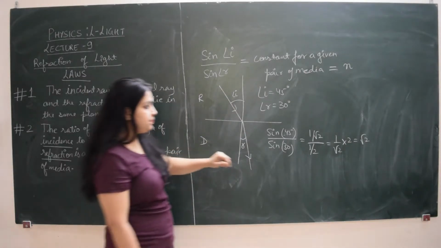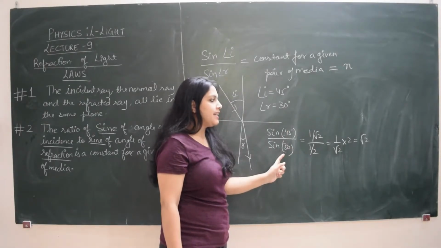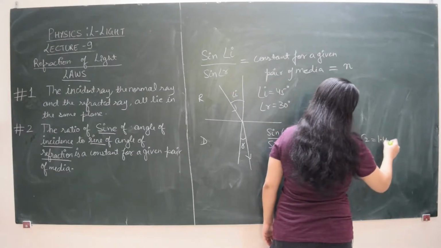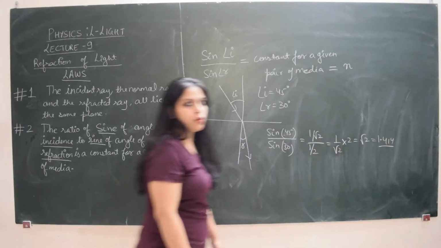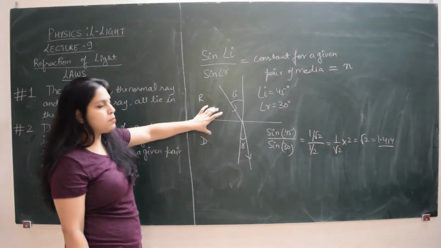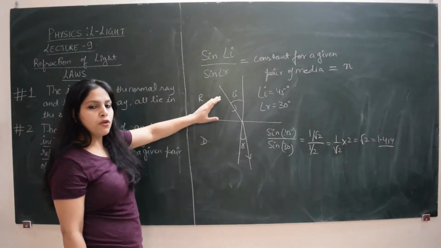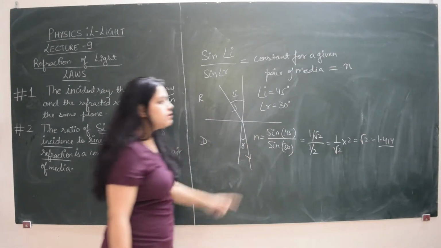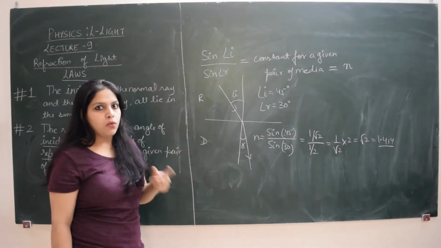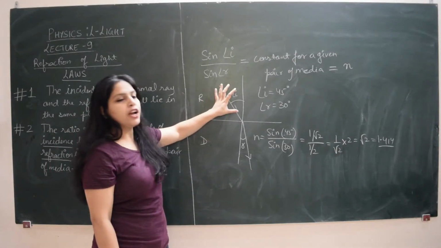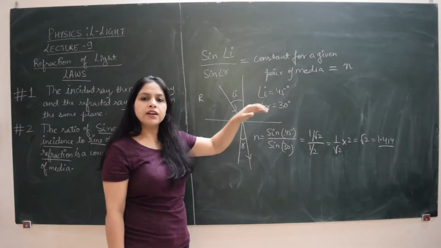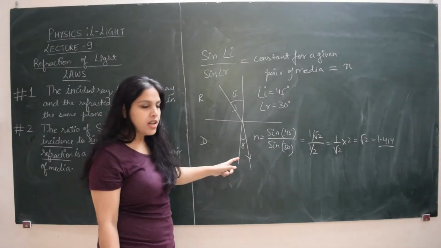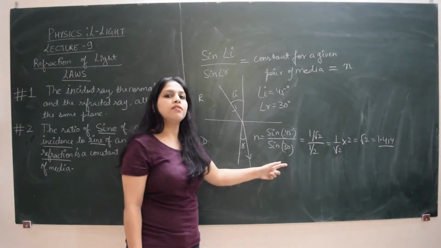Okay. So sin 45 by sin 30 is root 2, that is what we are getting, and the value of root 2 generally I think you all know is 1.414. So we see here that for this particular medium, when the light is moving from a rare to a dense medium, this constant n comes out to be 1.414. Now what will happen if I change this angle of incidence from 45 degrees to some other angle? Automatically the angle of refraction will also change, but the ratio of sin i by sin r will remain constant.